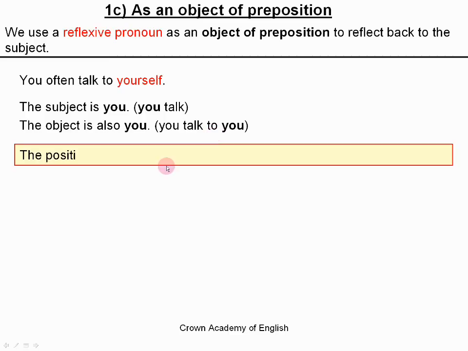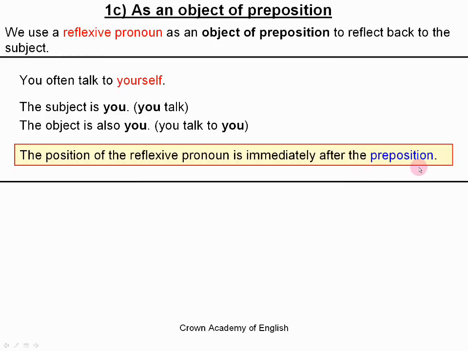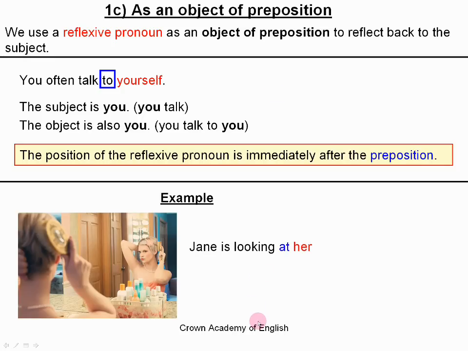And you can see that this time the position of the reflexive pronoun is immediately after the preposition. So here is the preposition. So talk has a preposition with it. Talk to, because we talk to somebody. So this time the reflexive pronoun comes after the preposition. Example: Jane is looking at herself in the mirror. Okay, so Jane is singular, it's the subject, so it is the third person, singular, female, herself, and it comes directly after the preposition at.